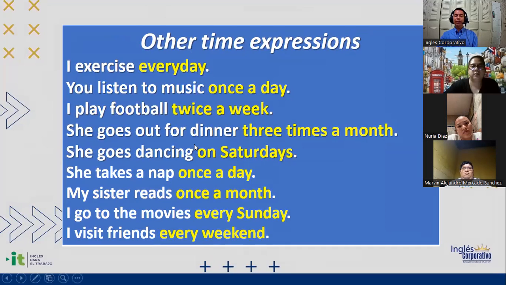Other time expressions. I exercise every day. You listen to music once a day. I play football twice a week. She goes out for dinner three times a month. She goes dancing on Saturdays. She takes a nap once a day. My sister reads once a month. I go to the movies every Sunday. I visit friends every weekend. Okay? Good. And that's it, right? This is the example. Now, any question?